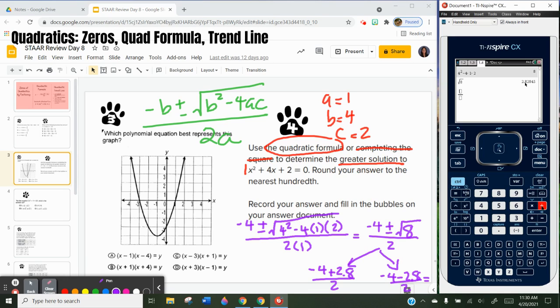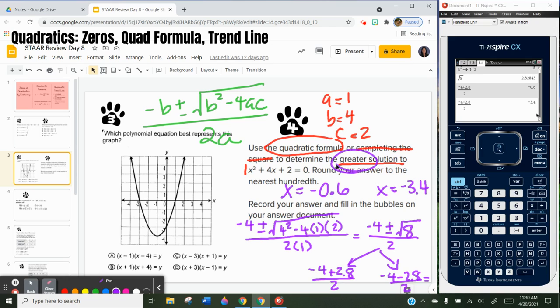So in our calculator, we're going to put control divide the negative 4 plus 2.8 over 2. And again, control divide, we're going to put negative 4 minus 2.8 over 2. So one's with a plus, one's with a minus. So these are my two solutions. My solutions are x is equal to negative 0.6 and x is also equal to negative 3.4.